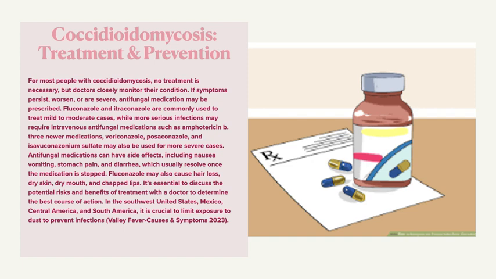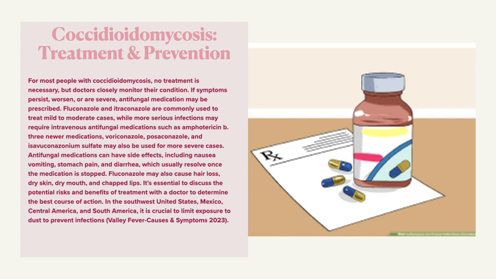Coccidioidomycosis treatment and prevention. For most people with coccidioidomycosis, no treatment is necessary, but doctors closely monitor the condition if symptoms persist, worsen, or are severe. Antifungal medication may be prescribed. Fluconazole and itraconazole are commonly used to treat mild to moderate cases, while more serious infections may require intravenous antifungal medications such as amphotericin B.